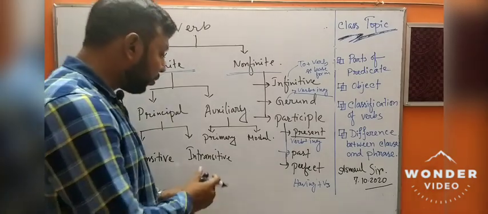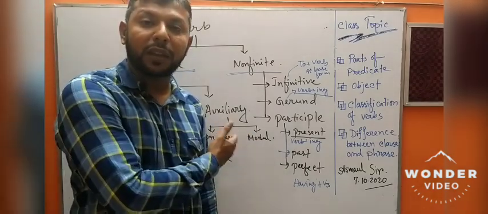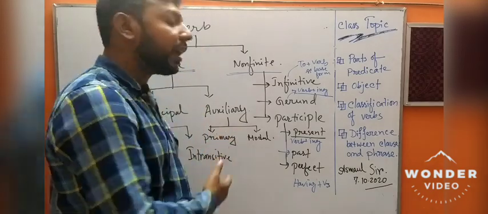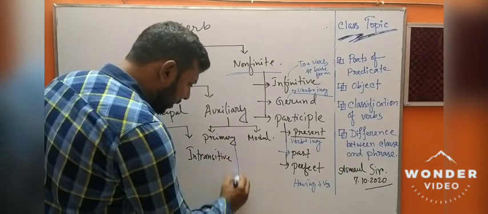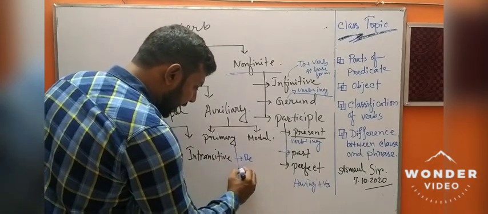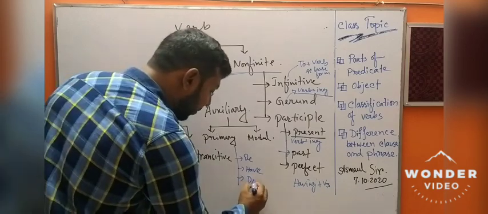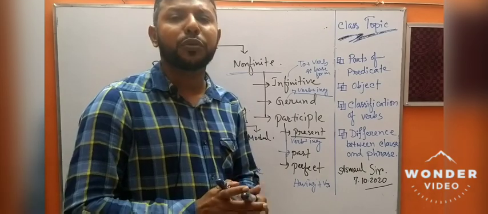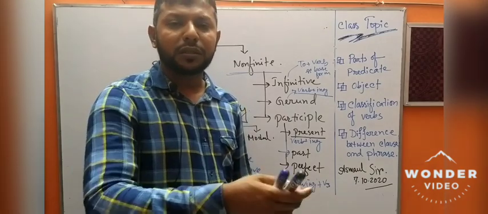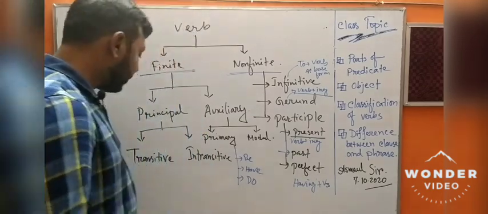So, I don't want to discuss primary auxiliary and modal auxiliary because these are very easy and you have learnt well about primary and modal auxiliaries. Primary auxiliaries are just like the be verb, have verb, do verb, and modal auxiliaries are can, could, will, would, shall, should, may, might, used to, ought to, need, and so on, is going to, am going to, be plus going to.